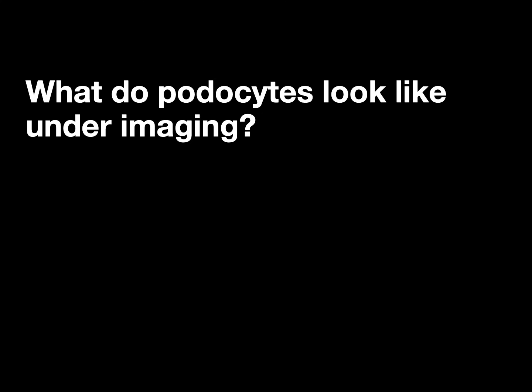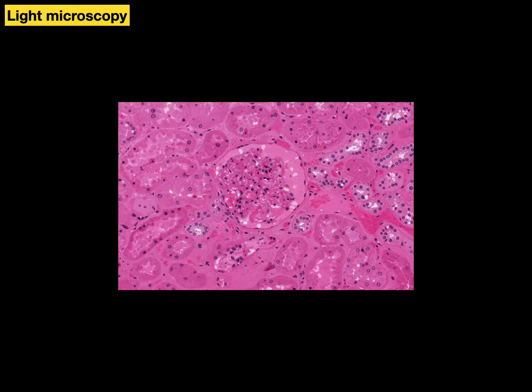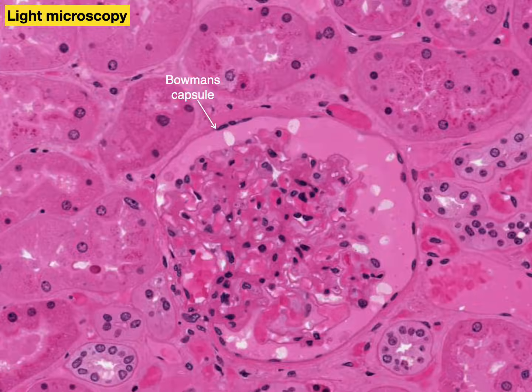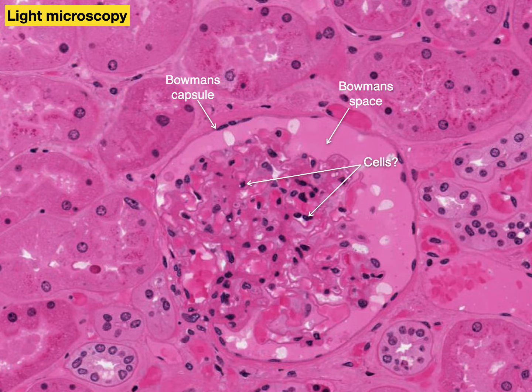Now, what do podocytes look like under imaging? Well, under light microscopy, there's the Bowman's capsule, and there's Bowman's space, and then here's a bunch of nuclei of cells. And what types of cells are they? Well, they could be podocytes or glomerular endothelium or mesangial cells. Because in light microscopy the magnification is not high enough, we don't know what they are. So those purple dots could be any one of those three types of cells.